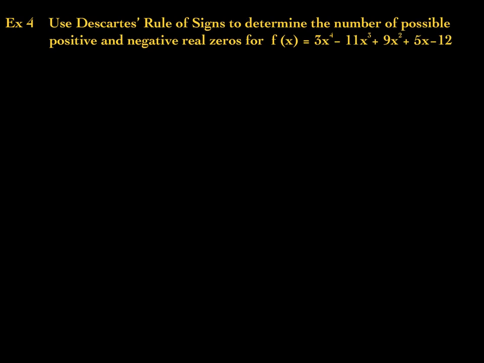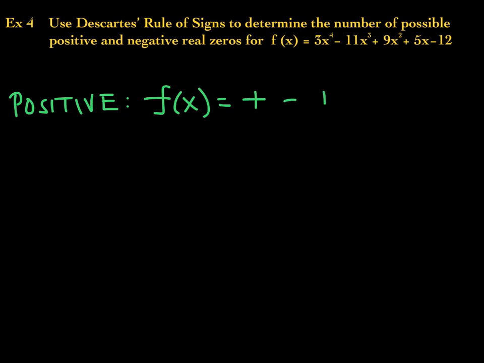All right, let's try it again. Example 4, let's use Descartes' Rule of Signs to determine the number of possible positive and negative real zeros for this quartic polynomial function. All right, let's start with positive zeros. I'm going to write the word positive. Now, what I need to do is count all of the sign changes in my function. I notice that in f of x, the first term is positive, the next term is negative, and then positive, positive, and then negative. So when I count the sign changes, I count 1, 2, 3 sign changes.